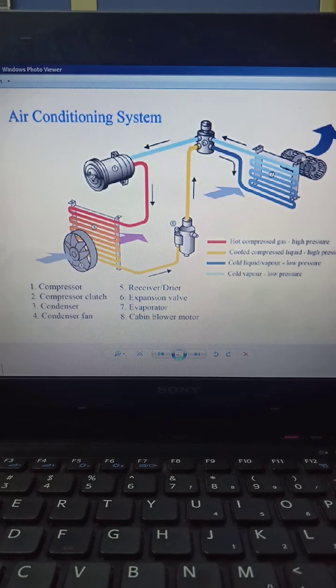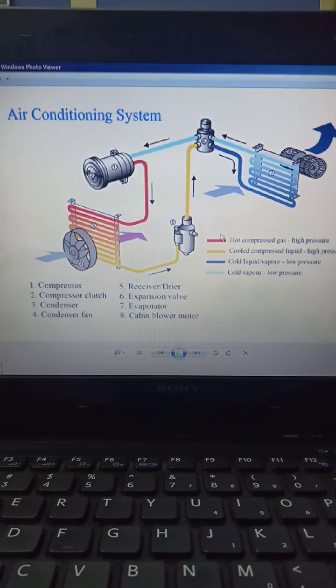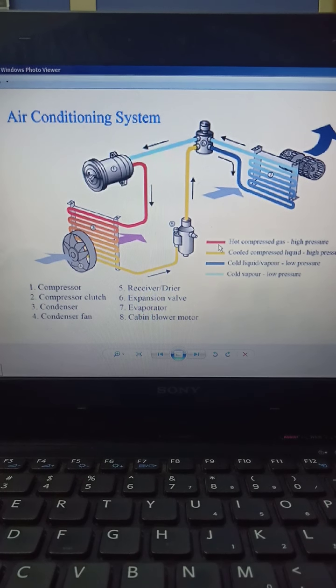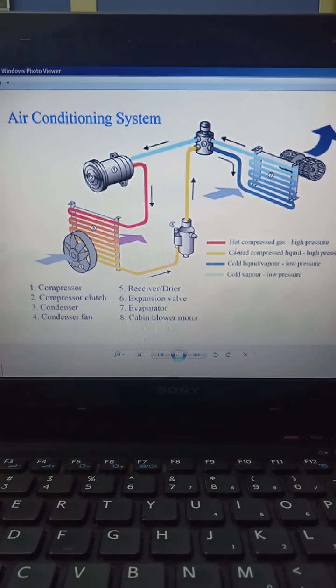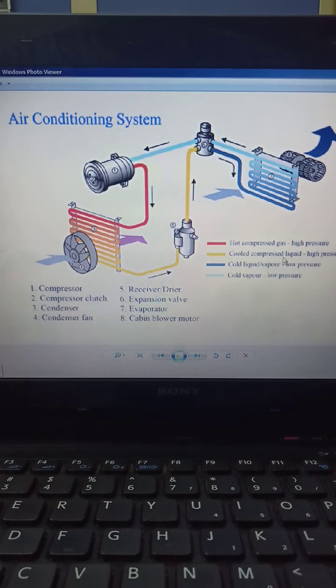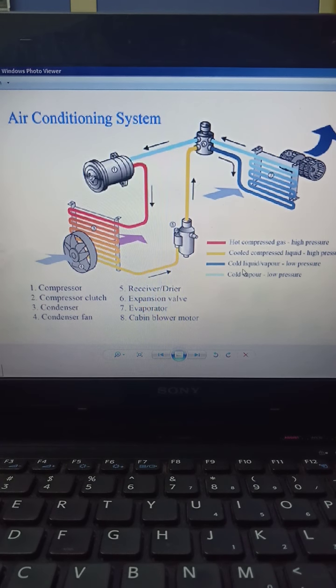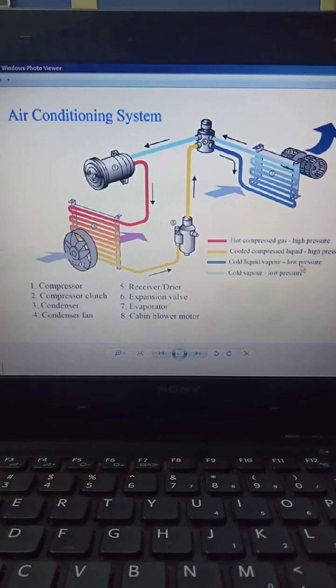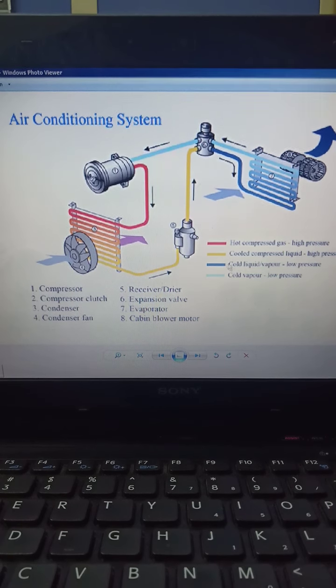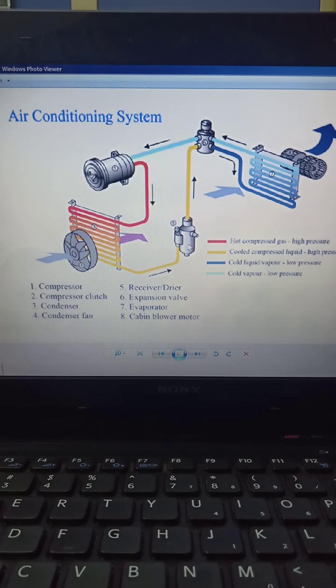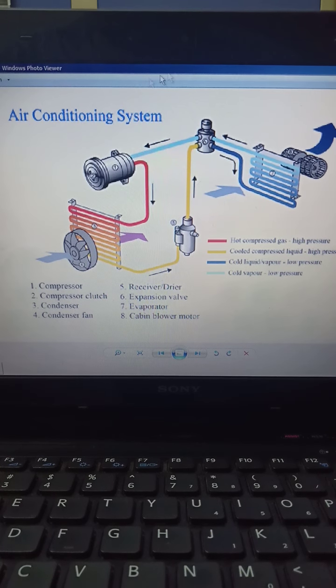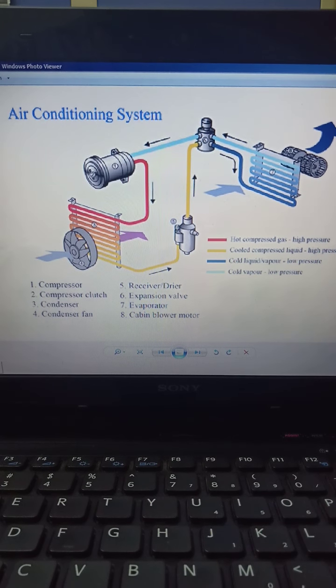So there will be a blower here which will be sending cool air, and as a color code, the red here clearly indicates the hot compressed gas, and yellow is a cool compressed gas with high pressure, and the other one, the blue, is a cold gas with low pressure, and the yellow cloud is cold vapor with low pressure. So overall the cycle will be completing like this. So flow will be happening in this area, and this cycle completes in order to make this cooling area effective.